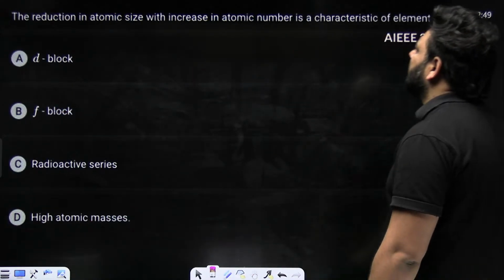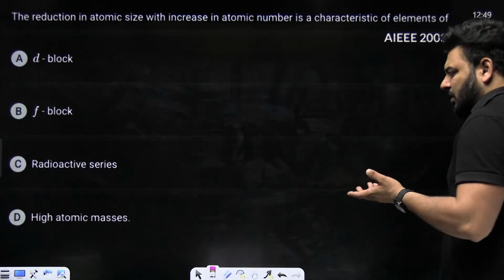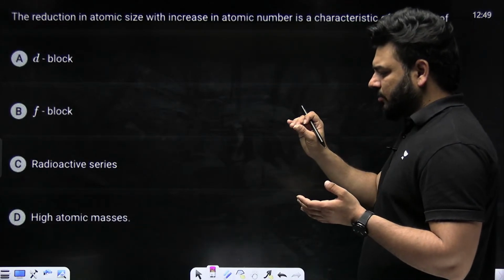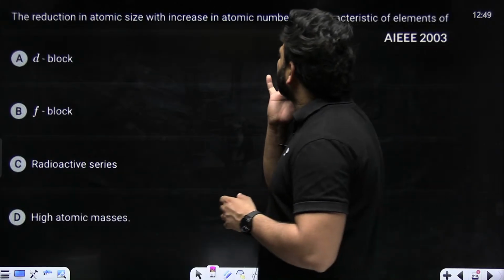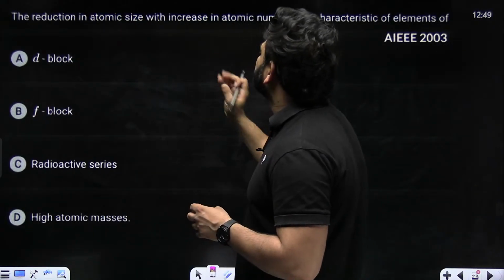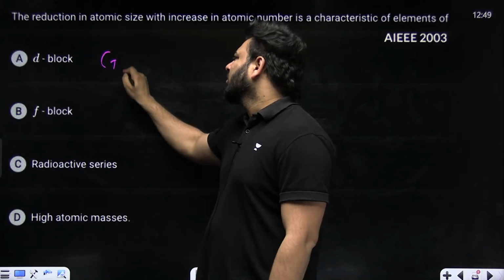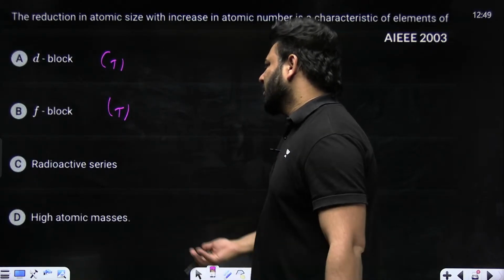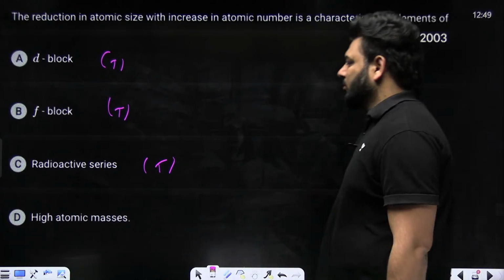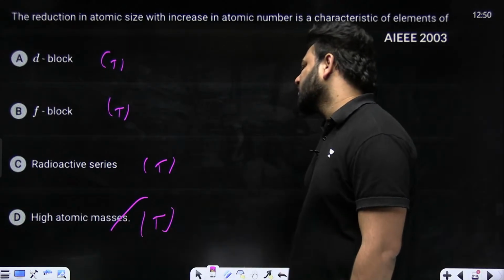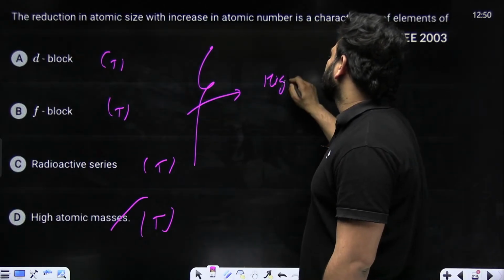Reduction in atomic size with increase in atomic number is characteristic of elements of D block. Also it decreases. In D block it decreases, then stays constant, and then increases. This is also true. We call it lanthanide contraction. In radioactive series also it is true. I think D is correct. I think all of them have the higher atomic masses.